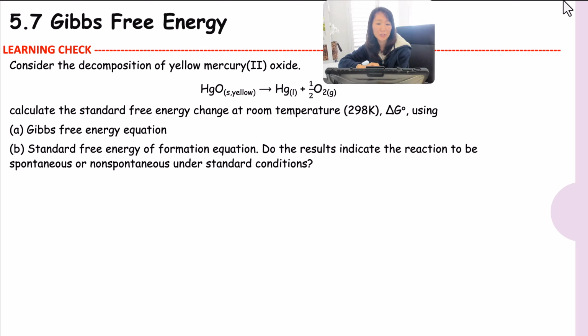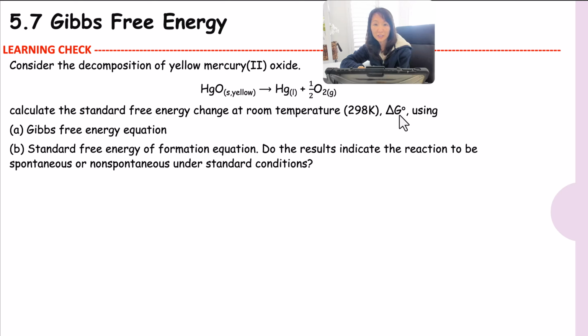Consider the decomposition of yellow mercury(II) oxide. So mercury(II) oxide forms liquid mercury and half of oxygen gas. Calculate the standard free energy change at room temperature, 298 K.